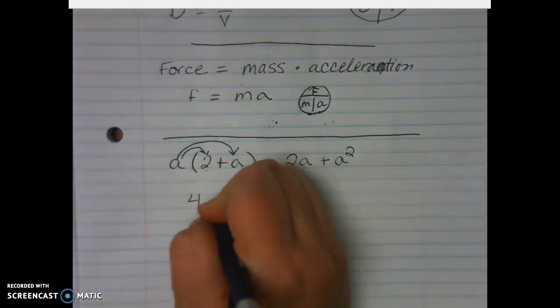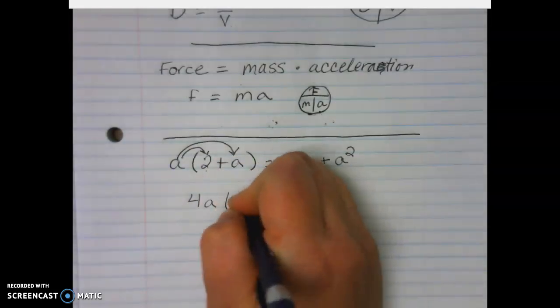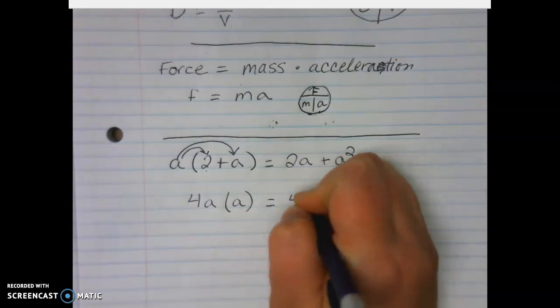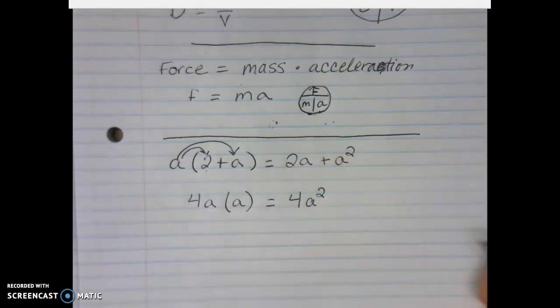Now, what if I have 4A times A? How do I multiply that? Well, that's just 4A squared. Okay.